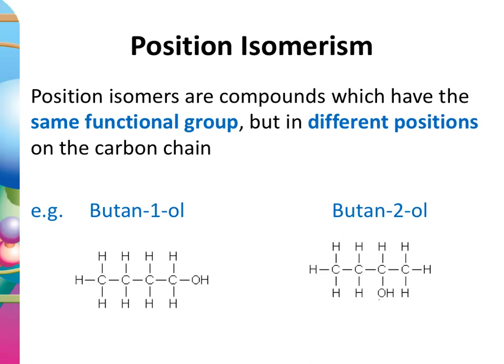So position isomerism is to do with the position of the functional group. So in our example here, we've got a 4 carbon chain alcohol. We have 2 versions, one in which the OH group is on the first carbon and one in which the OH group is on the second. So these are position isomers of each other.